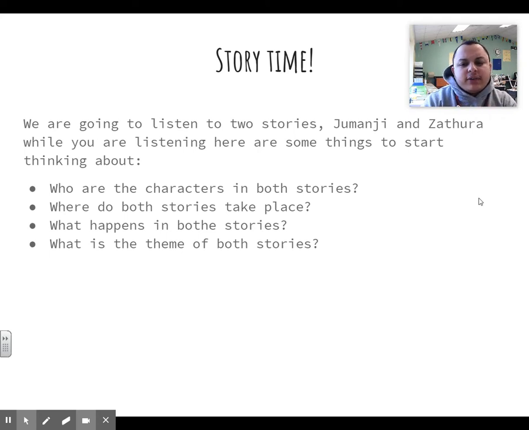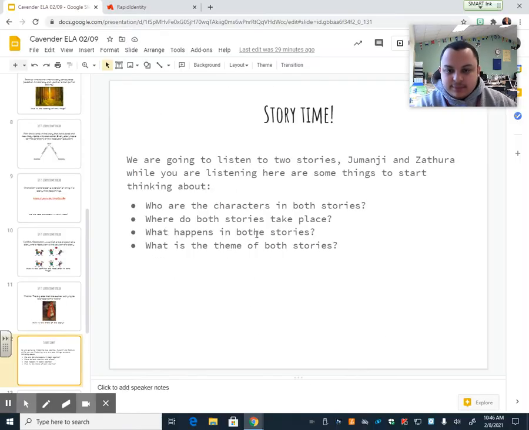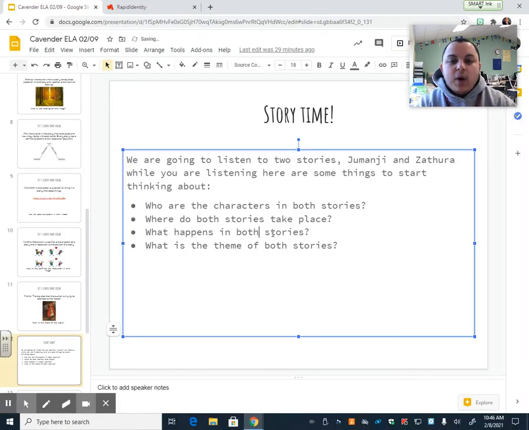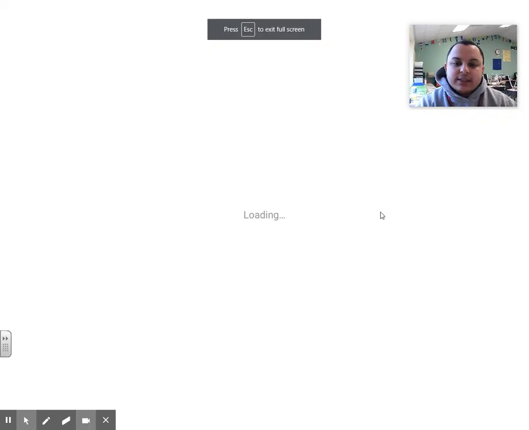Who are the characters in both stories? Where do both stories take place? What happens in both stories? And what is the theme of both stories?